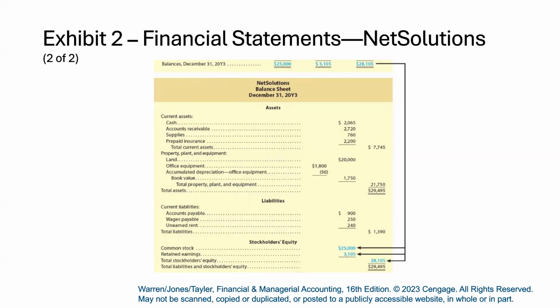So land, equipment, and that's all they have. And you can see their office equipment. It gives us the cost minus the accumulated depreciation, which gives us the book value. So this business has $29,495 in assets. It's got $1,390 in liabilities. And then the difference is the $28,105 in stockholders' equity, of which we learned in the previous statement, 25,000 came from owner contribution and 3,105 came from retained earnings.